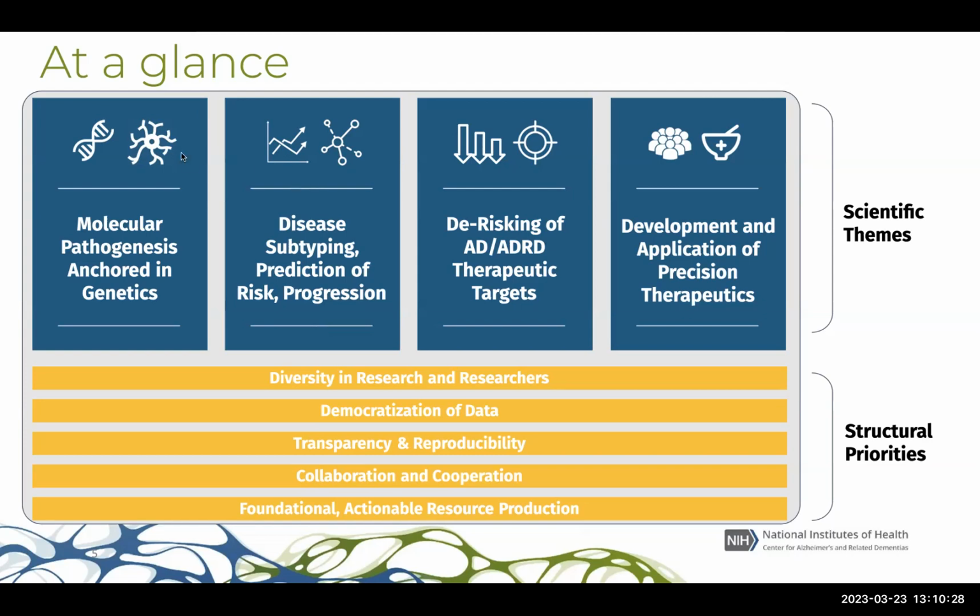And in that sense, the problems that we are dealing with are as follows. We have four scientific theme-type thrusts in our work. We like to work on molecular pathogenesis that are related to genetic and genomics data. We like to work on disease subtyping, prediction, and risk and progression of disorders. We work on de-risking of therapeutic targets.